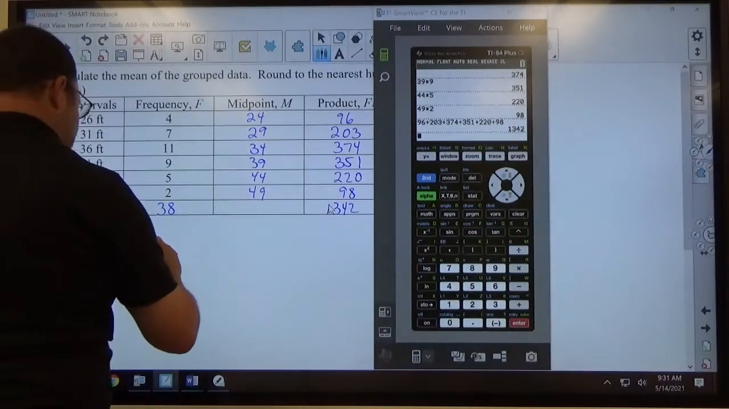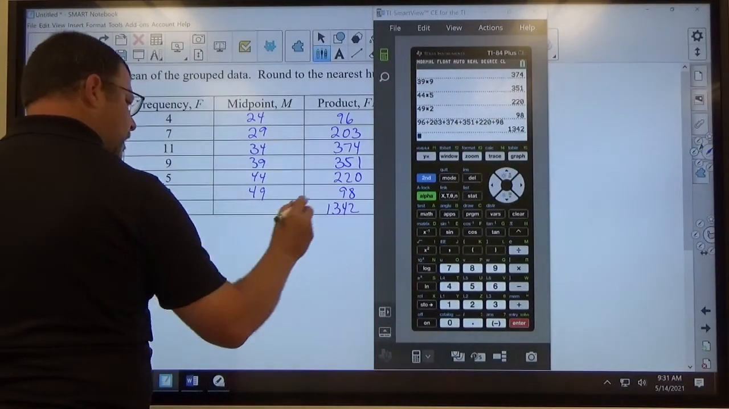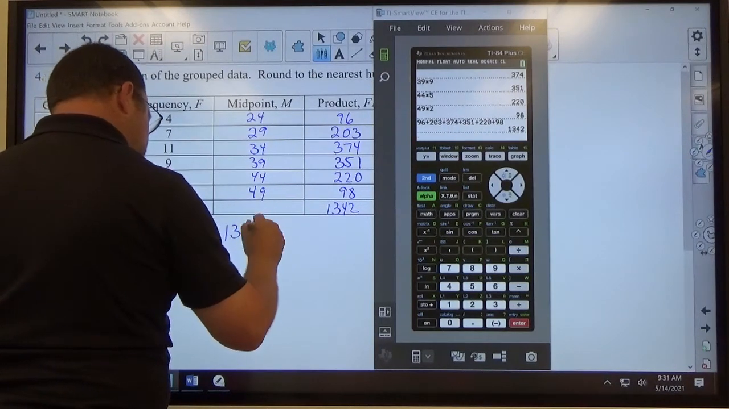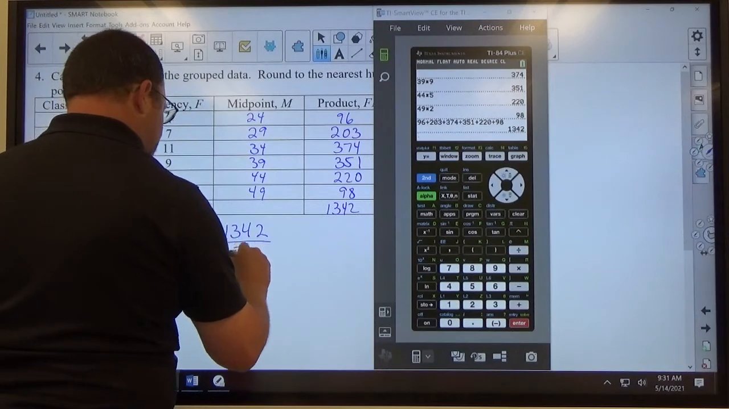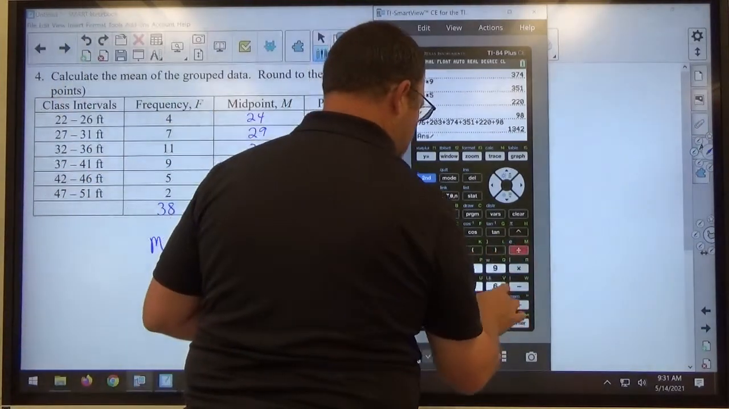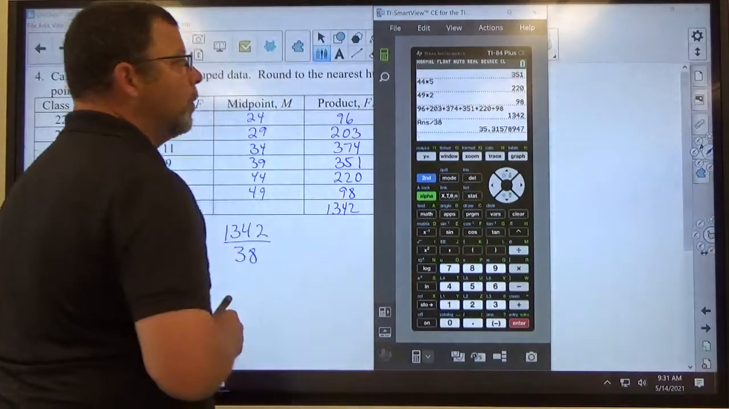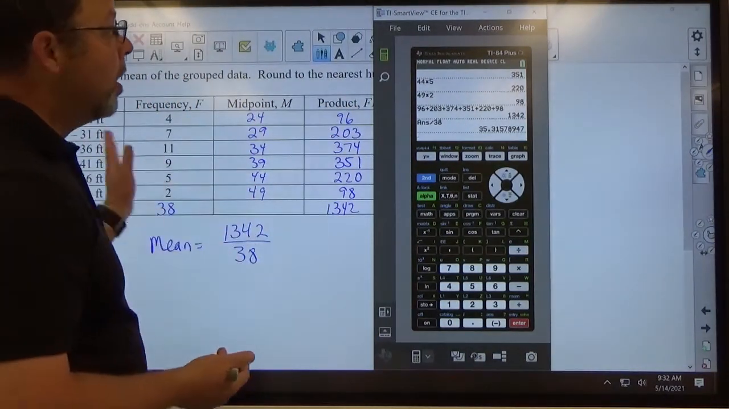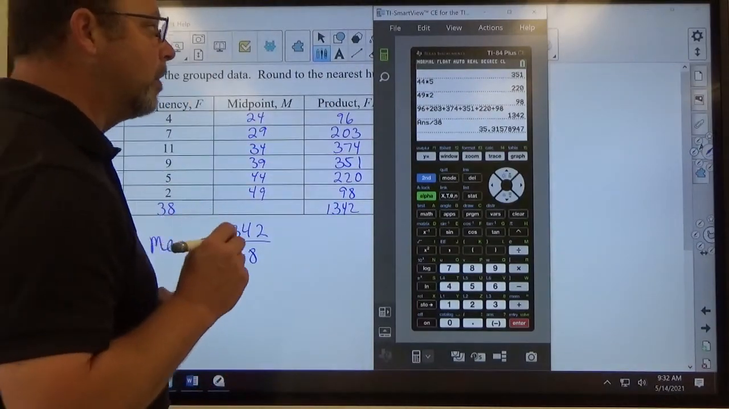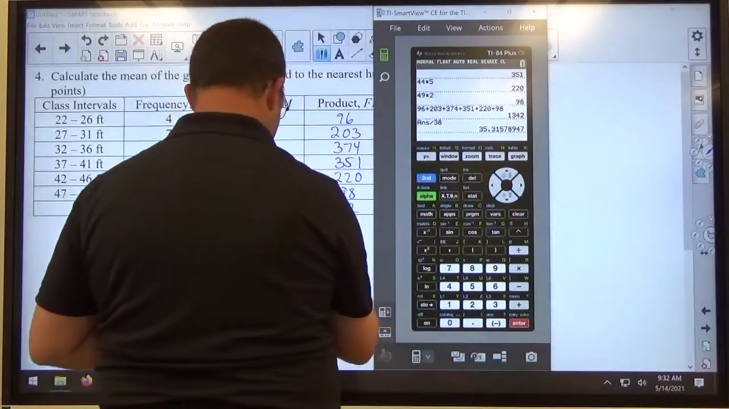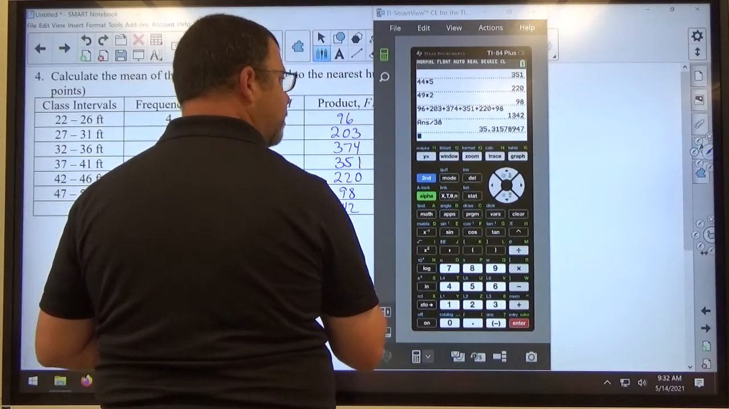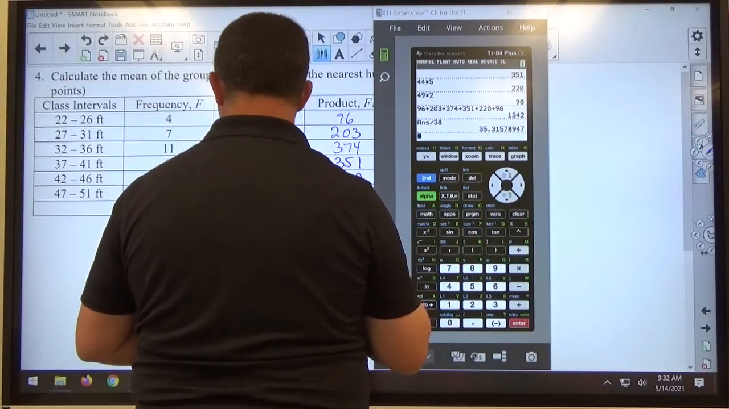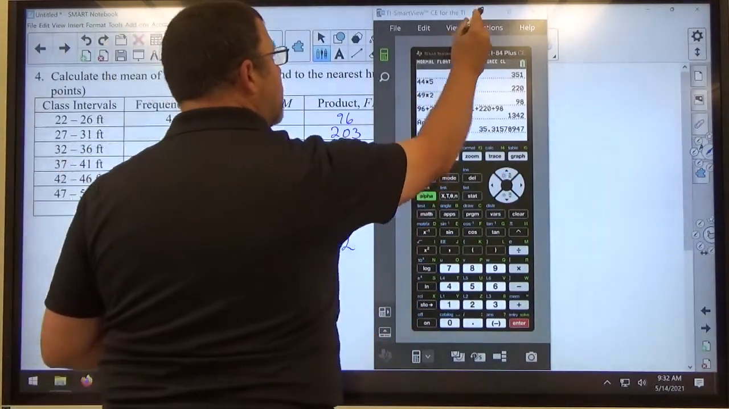So the mean of the grouped set of data, again, this is the top number, 1342, divided by that number, 38. So 1342 divided by 38 equals 35.31578947. So finally we got one that's not a nice pretty number. So you get a long decimal expansion. We want the nearest hundredth, which is the second decimal place. So if I'm rounding, 35.3, and then 15 means to take the one up one, so 32. So that's my mean.